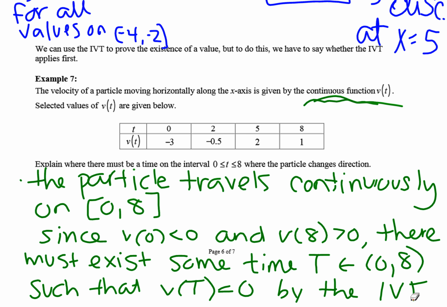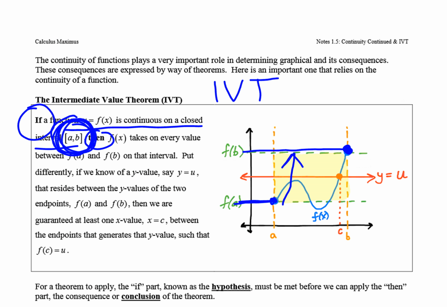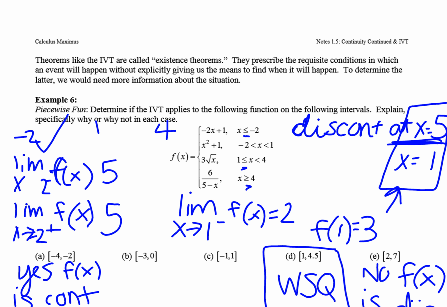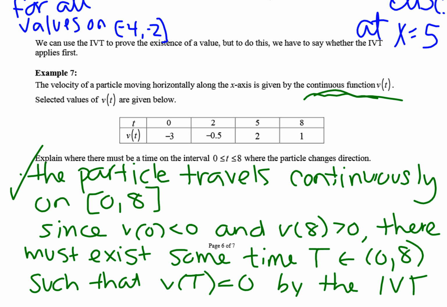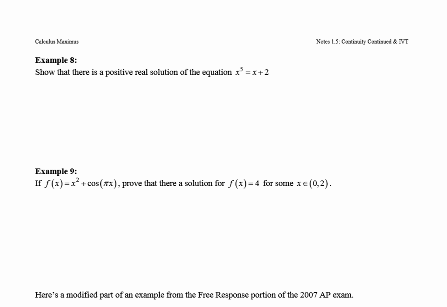All right, so I know I wrote a lot there, but let's break it down. First, we're proving the hypothesis of the IVT. We said it's continuous on a closed interval. Then we're using this idea, okay? We're using all of this here. And what we're saying is since this is less than 0, this is more than 0, and since it's traveling continuously, it must pass through 0 by the IVT.